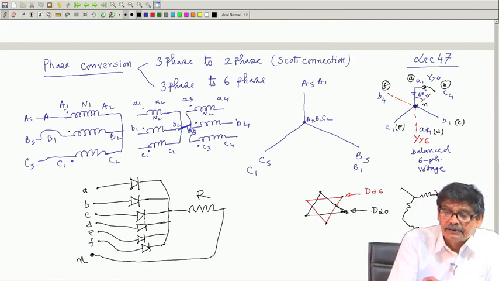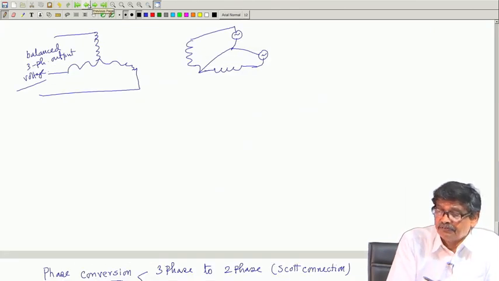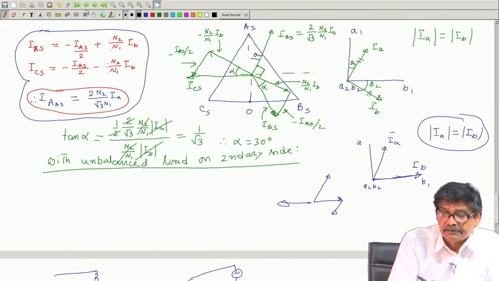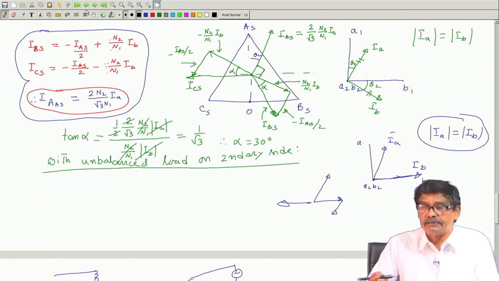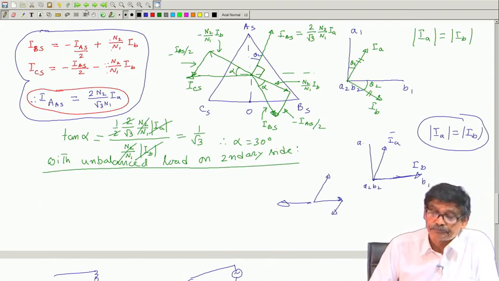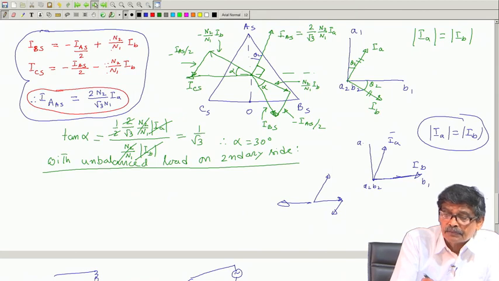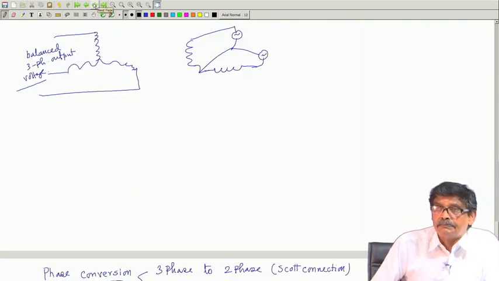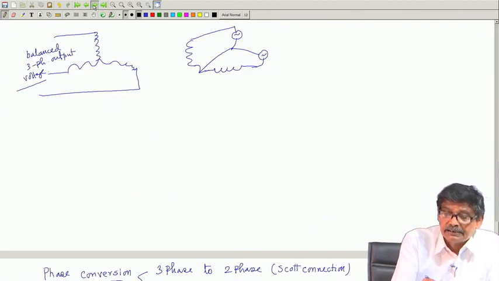So, this is the phase conversion thing, 3 phase to 2 phase, then 3 phase to 6 phase, and so on. One can go on doing like this.